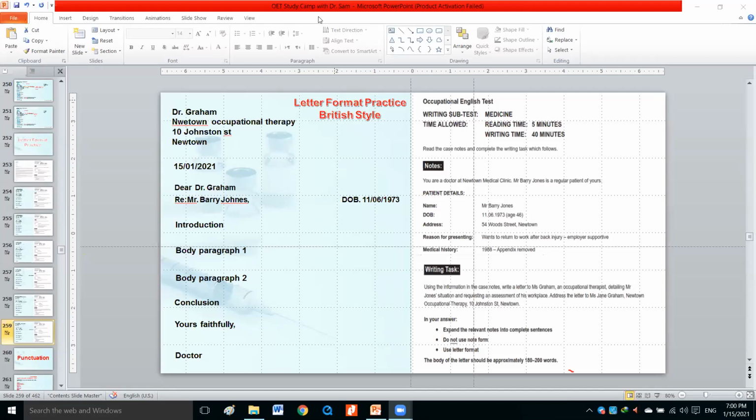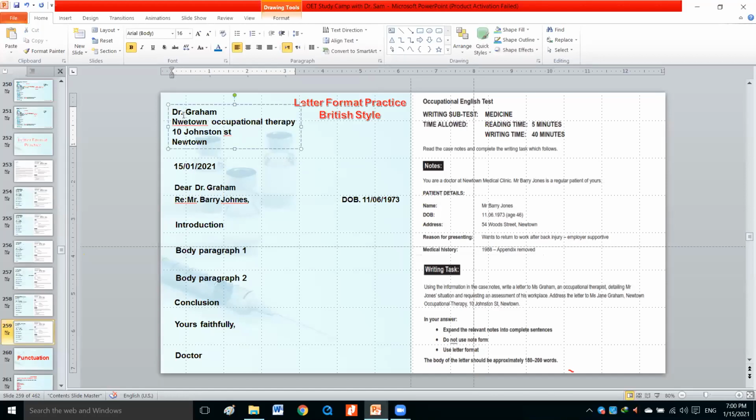Okay, Dr. Abdurrahman, your task is the same writing task, but here in British style. So you will correct this letter format to be the correct letter format in British style. Okay. So could you start, please? Okay, Dr. Graham, we should remove this full stop and mention the full name. Sorry, this is Ms. Graham. What's her full name? Jane Graham.